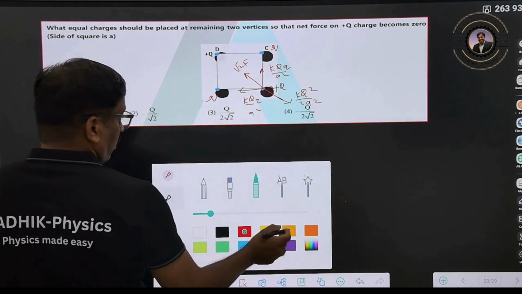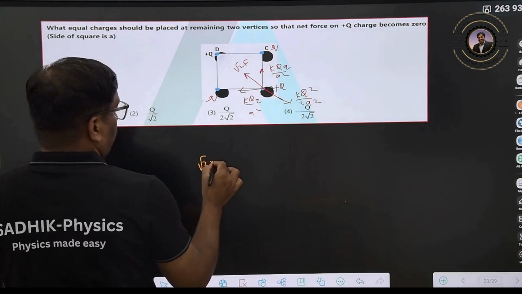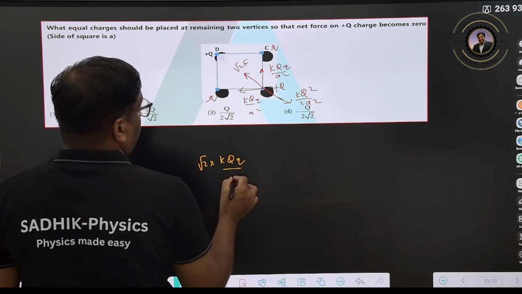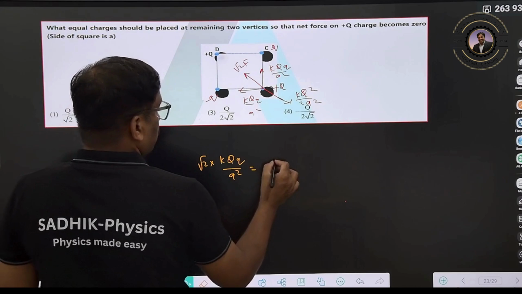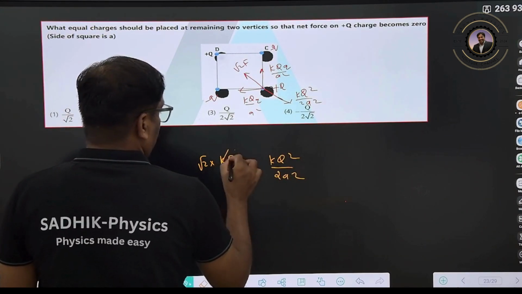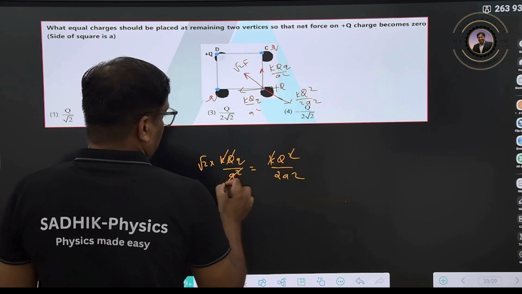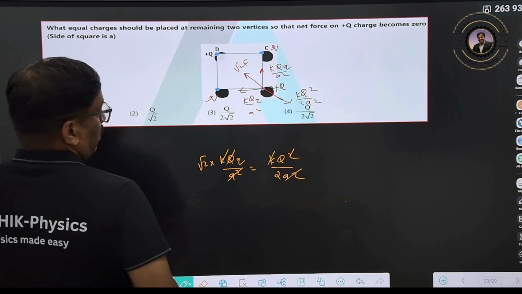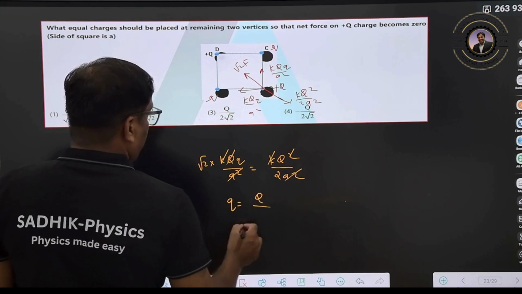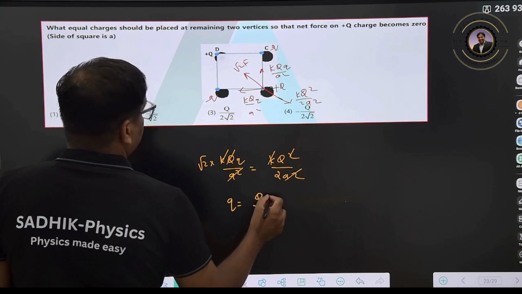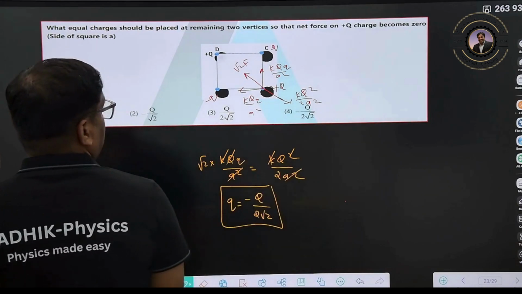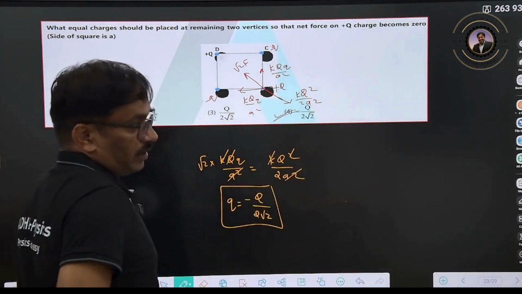Therefore what will you get? Root 2 into kq square by kQq by a square is equal to kq square by 2a square. kq gets cancelled out, a square and a square get cancelled out. Q is equal to q by 2 root 2. But it should compulsorily be minus. So this is your answer. The fourth option will be your correct answer. Clear?